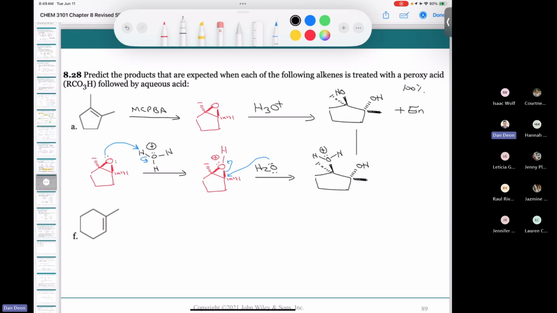So to get from here to here, what do we have to do? We have to take water and we're going to deprotonate like this, and there you go. So there's a little bit of the mechanism like that.